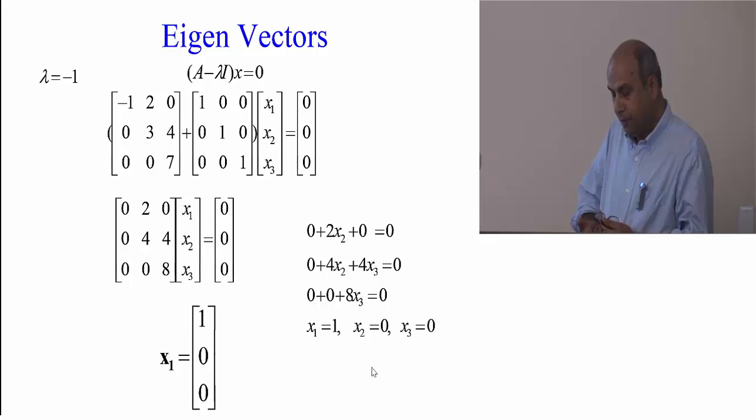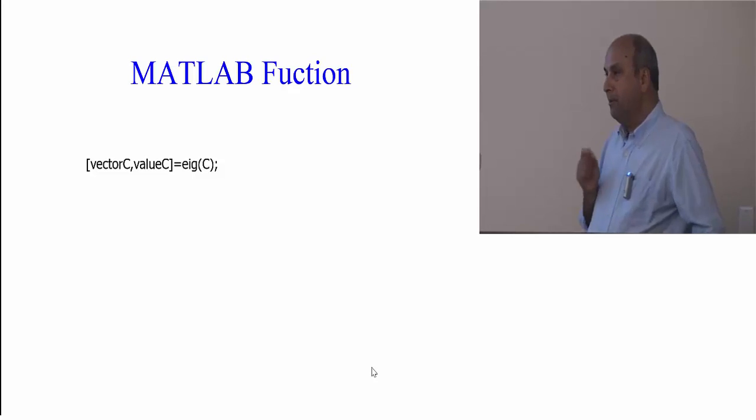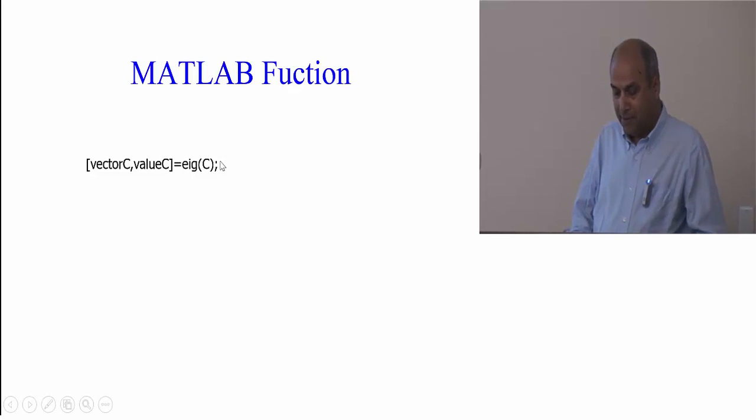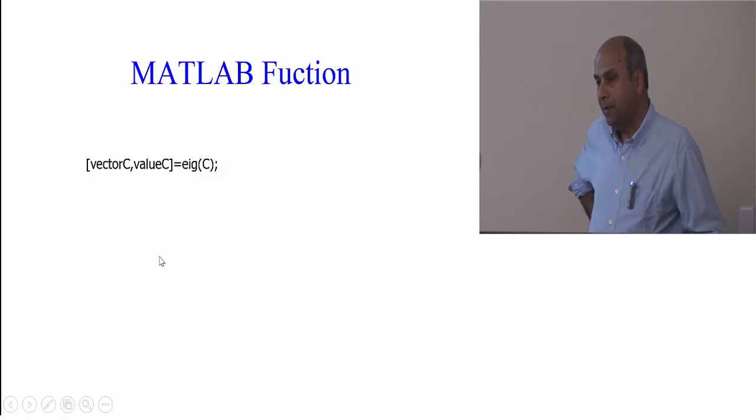We have 3 equations here, but actually we have constraints on only 2 equations. So x1 we can select arbitrarily, any value. That's how you find eigenvectors and eigenvalues. And if you don't want to do that, just go to MATLAB, take the matrix A, say eig, and it will give you the eigenvectors in one matrix and the eigenvalues on the diagonal of another matrix. So that's the concept of eigenvalue and eigenvector. Okay?